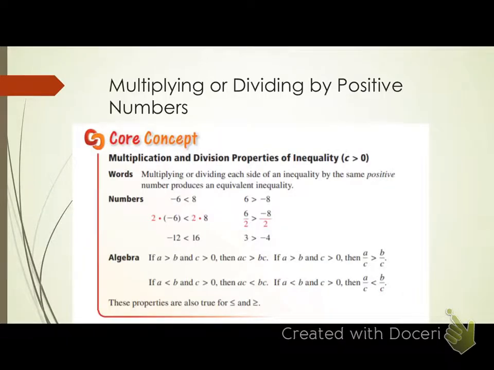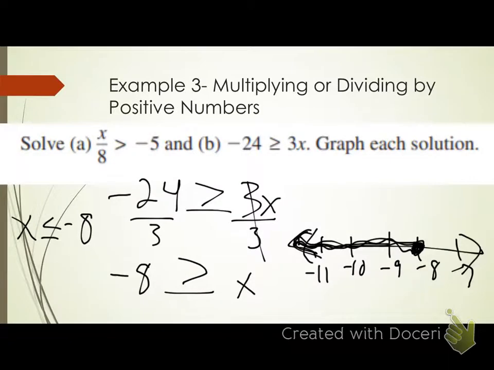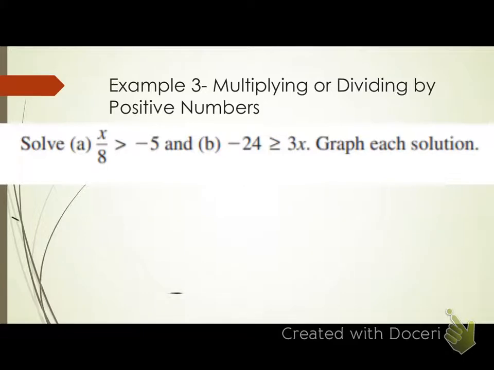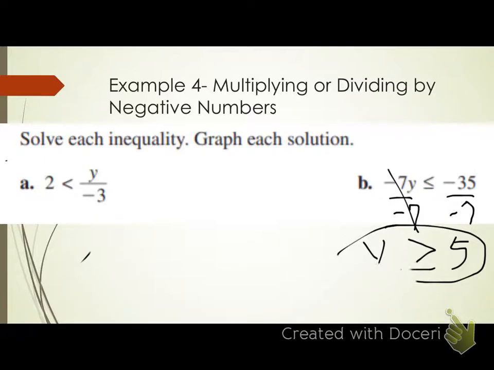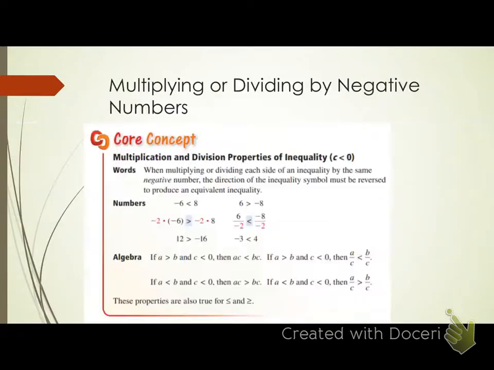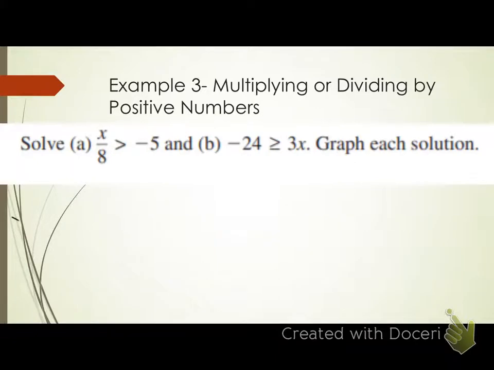So I'm going to skip this slide right here. And let's look at example 3. Here's example 3. Solve x over 8 is greater than negative 5. Raise your hand if you can help me solve this inequality. How would I get x by itself, Tylen? Multiply by 8 on both sides.